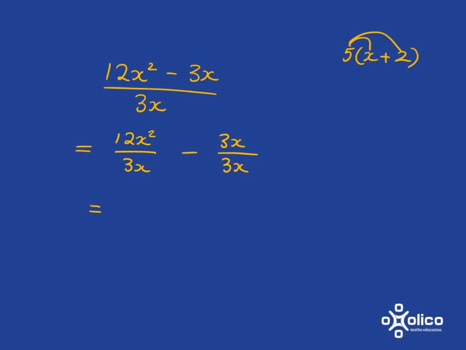Doing this division is quite easy because we've been practicing this, right? We look at the numbers. 12 divided by 3 is 4, and x squared over x is just going to give you x. And this one, minus 3, we're subtracting, and then we have 3x over 3x, and that's just going to be 1. So our answer is 4x minus 1.